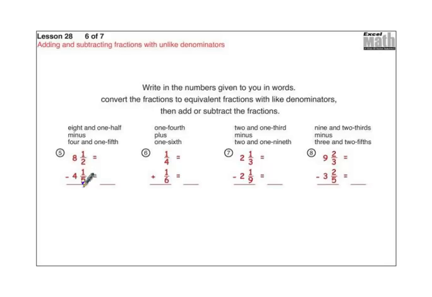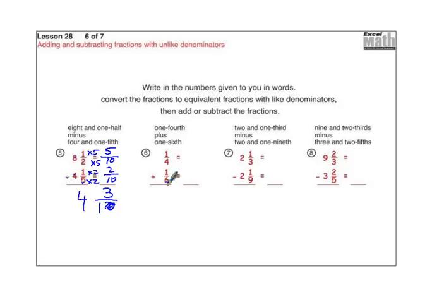2 and 5. 5's the biggest. First count of 5 is 5. Does 2 go into 5? No. Next count of 5 is 10. Does 2 go into 10? Yes. Put a 10 for both denominators. 2 times 5 is 10. 1 times 5 is 5. 5 times 2 is 10. 1 times 2 is 2. Subtraction problem. 5 minus 2 is 3. And we keep the denominator. 8 minus 4 is 4. 4 and 3/10.